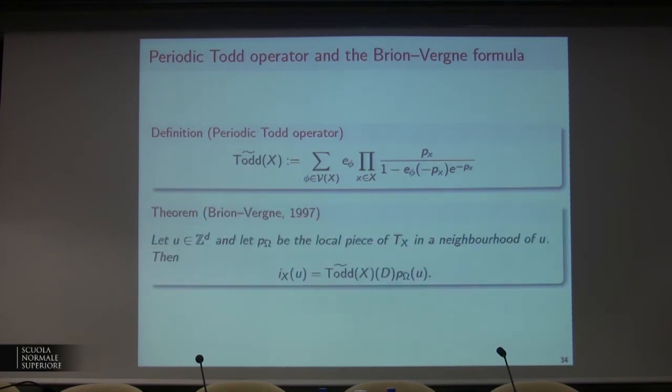And Brion and Vergne showed that this is exactly the operator they need to get rid of the unimodularity condition. So this theorem is exactly Khovanskii-Pukhlikov, except that we have this more difficult operator here, and we don't have to assume unimodularity. But again, we take a local piece of the multivariate spline piecewise polynomial and get the Ehrhart partition function.